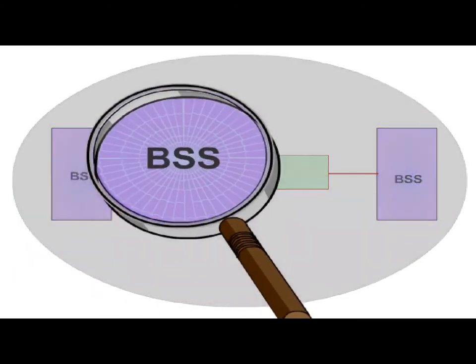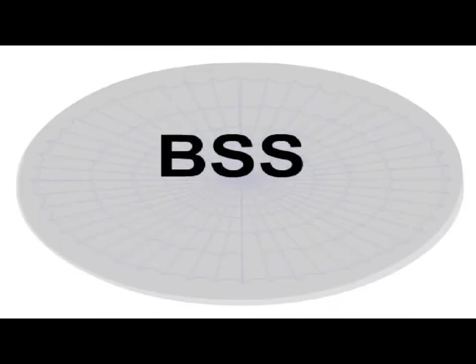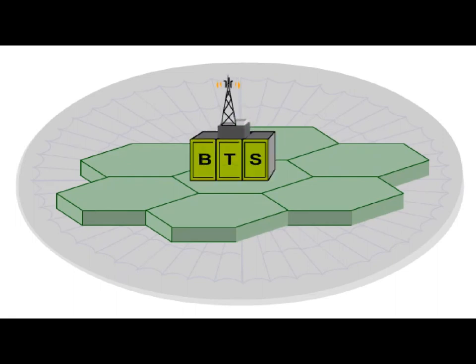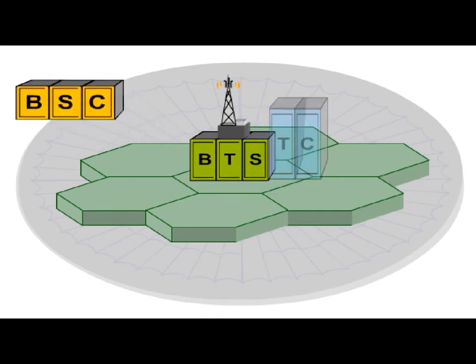The base station subsystem ensures as complete a network coverage as possible and includes a large number of structurally organized radio cells. It consists of the following elements: the base transceiver station, the base station controller, and the transcoder.